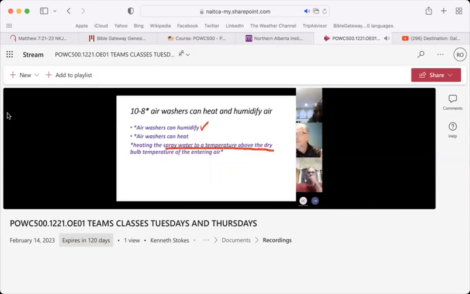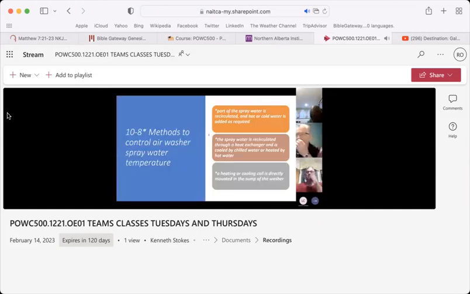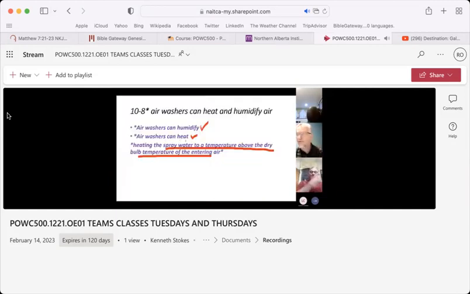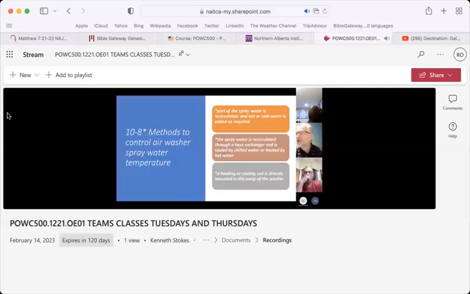If we heat the spray water above a certain temperature, the heat will transfer to the air, so we have heating action. It's not going to be the system that heats the air to the building, but a fine adjustment in temperature can be done. How do we control air washer spray water temperature? To heat the water, to allow us to heat air with an air washer, we can do it in different ways.